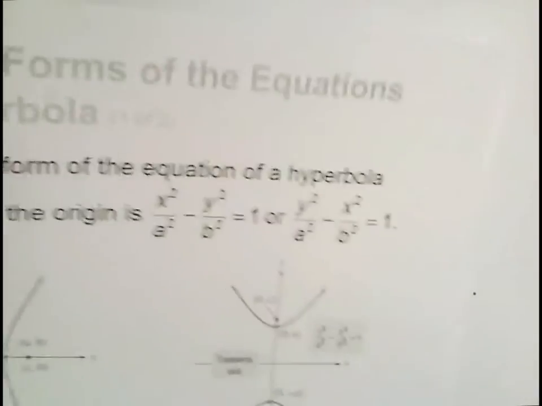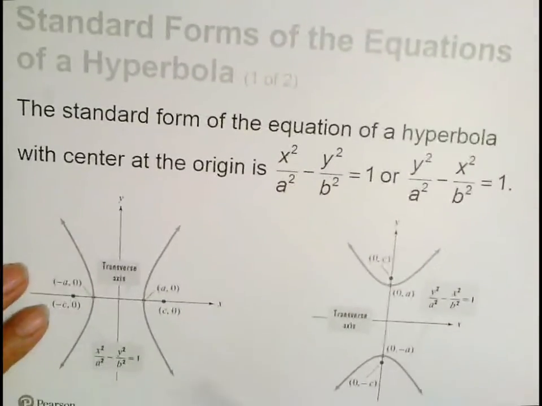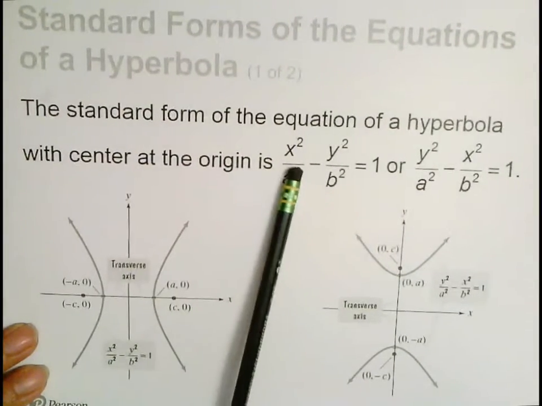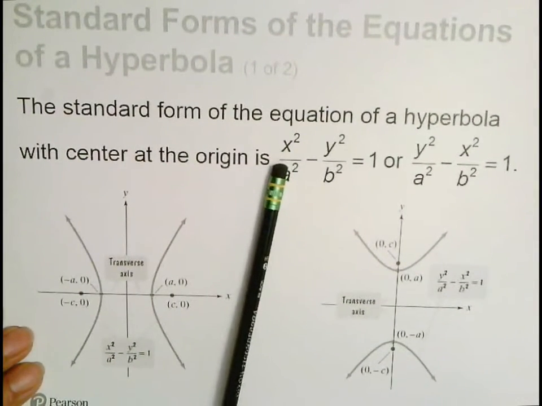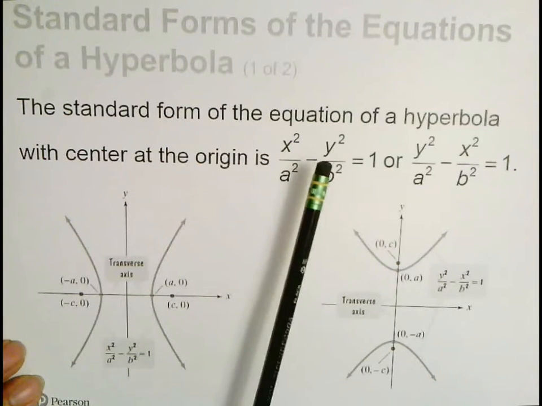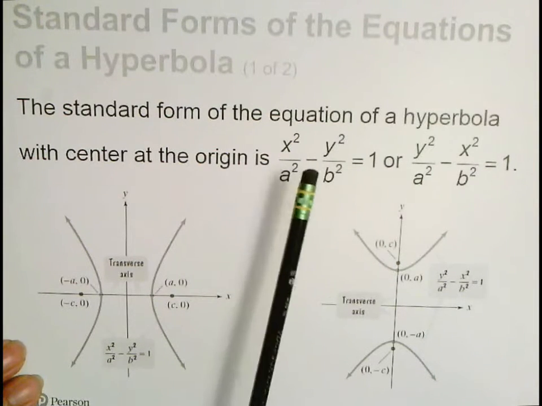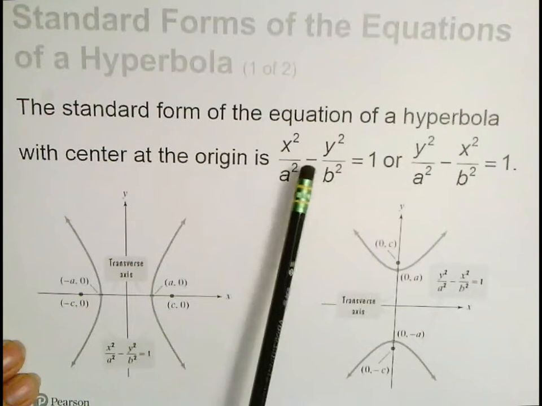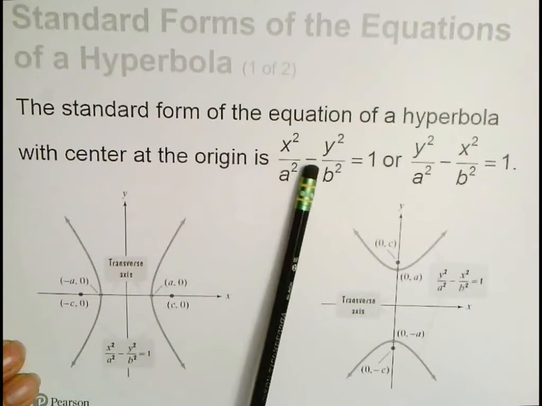Let's look at the equation of the hyperbola when the center is at the origin. Notice it looks just like the equation for the ellipse, except we have a minus sign. So again, the hyperbola looks just like the equations for the ellipse, but we're going to have the minus sign. So you have the minus sign here.